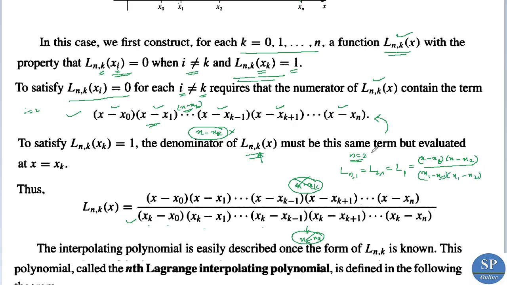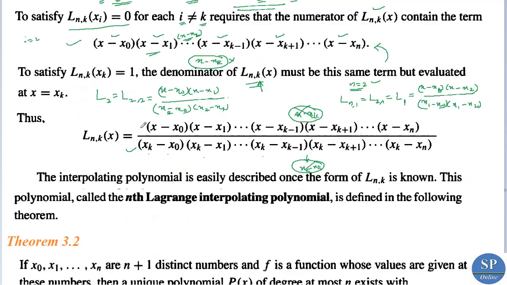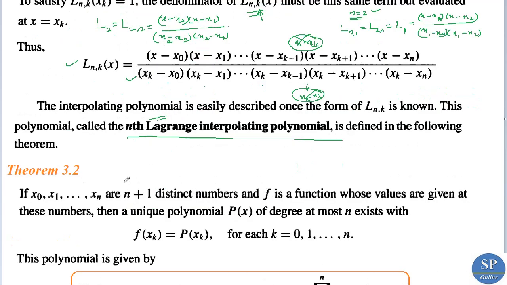If you are finding L2 for n equal to 2, L2 means L_{2,2}. So this is equal to (x minus x0)(x minus x1) divided by (x2 minus x0)(x2 minus x1), etc. So after obtaining this L_{n,k}, this interpolating polynomial is easily described. This polynomial is called the nth Lagrange polynomial, and we can define this nth Lagrange interpolating polynomial by using this theorem.